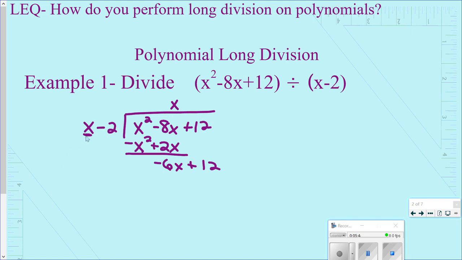Again, just looking at the x for a moment, how many times does it go into negative 6x? It goes in negative 6 times. I'm putting the number over the number. And then negative 6 is being multiplied by x, which is negative 6x. And negative 6 times negative 2 gives me positive 12. Remember, we're subtracting, so we're going to change the signs and then add, and our remainder is 0. So the quotient is x minus 6.